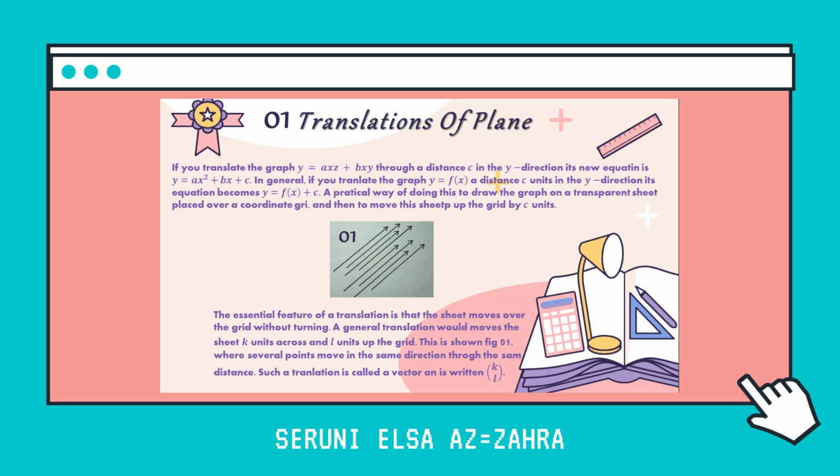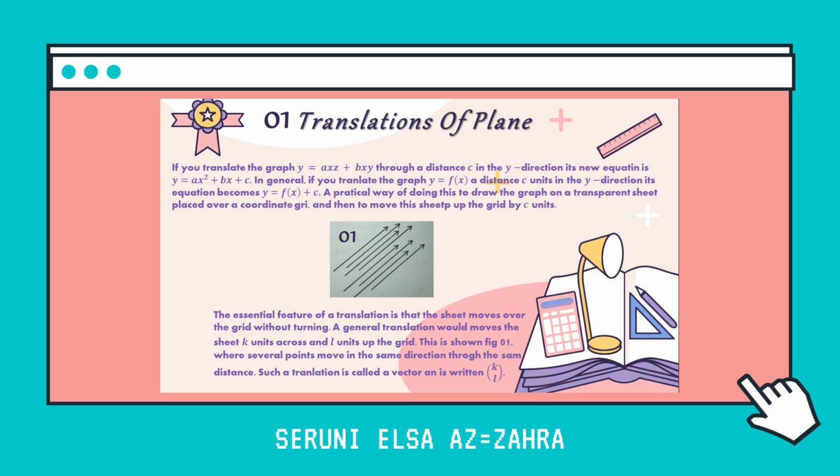A practical way of doing this is to draw the graph on a transparent sheet placed over a coordinate grid, and to move this sheet up the grid by c units. The essential feature of a translation is that the sheet moves over the grid without turning. A general translation would move the sheet k units across and l units up the grid. This is shown in Fig. 1, where several points move in the same direction through the same distance.